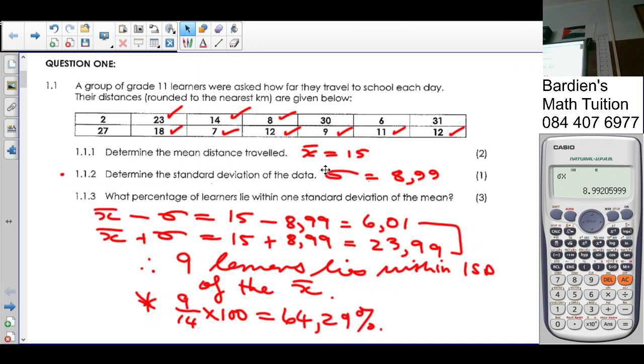Okay. Any confusion? Everybody sign the register. Thank you.